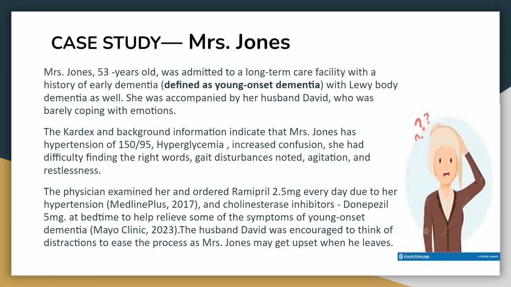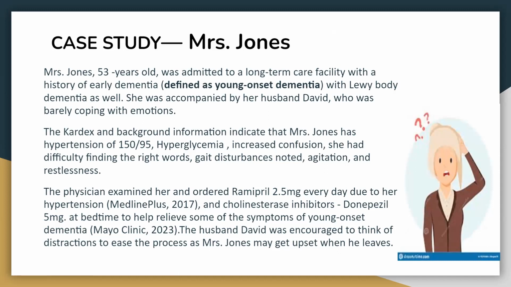In our case study, we have Mrs. Jones. Mrs. Jones is 53 years old. She was admitted to a long-term care facility with a history of early onset dementia, with Lewy body dementia as well. She's accompanied by her husband, David, who is barely coping with his emotions.